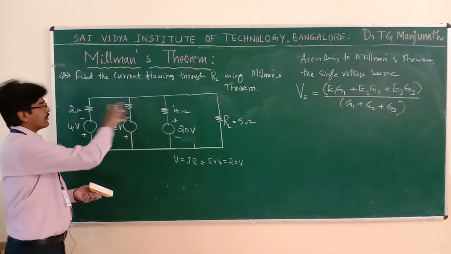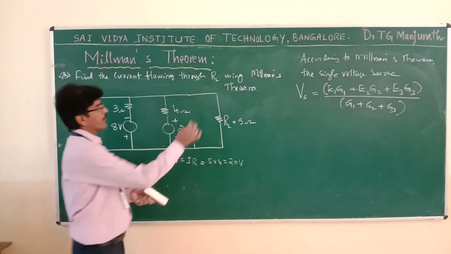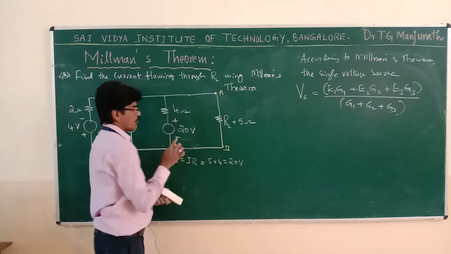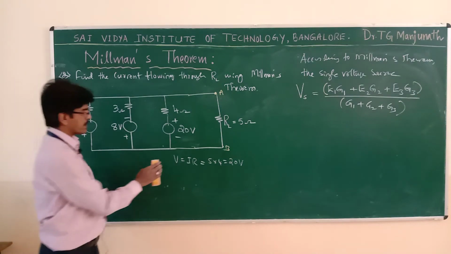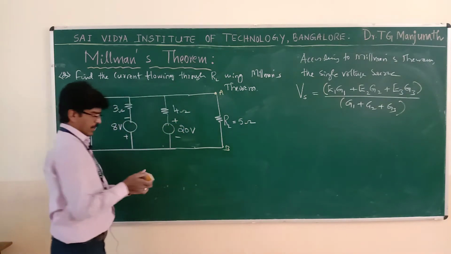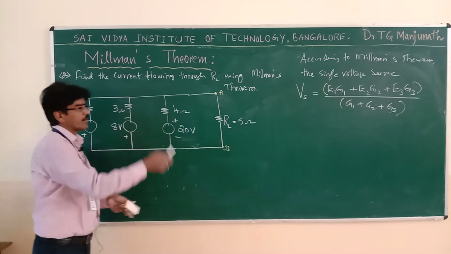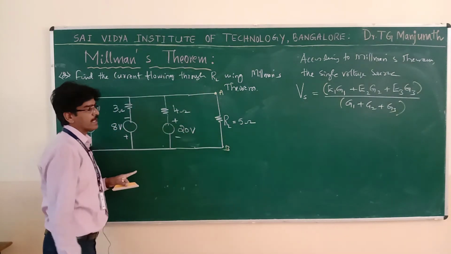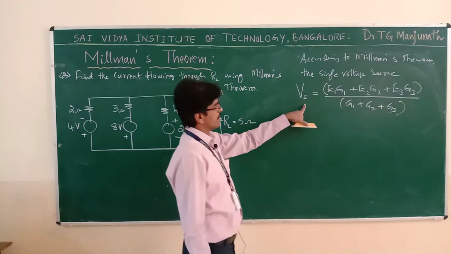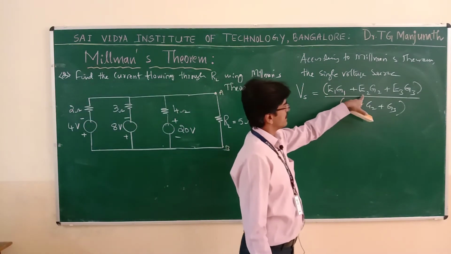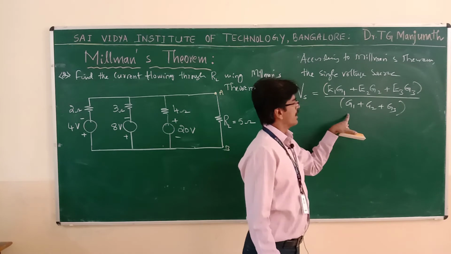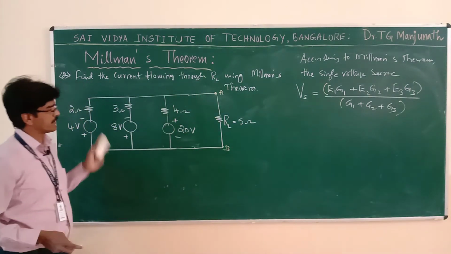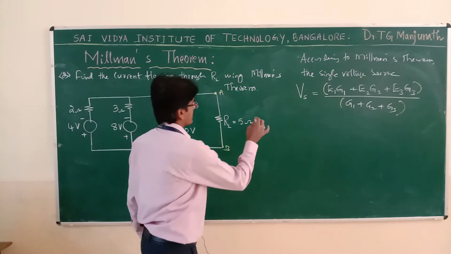Now we have 3 voltage sources in parallel. Let the terminals be A and B for your reference. Now let us write the data. Before writing the data, the formula you know, this is the formula to convert this into a single voltage source, which is given by Vs equal to E1 G1 plus E2 G2 plus E3 G3 divided by G1 plus G2 plus G3, because this is a DC source, DC network. Now let us write the data here.